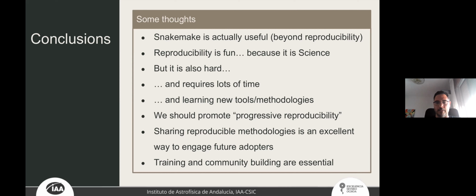So I think that's an important message for people that want to start doing their science more open and more reproducible. And also sharing these reproducible methodologies, I think, is an excellent way to engage future adopters, because when you see something that is done and works, you may get ideas. So, okay, I want to use this, or I want to use that option, or I want to use that methodology. So I think that's also something that can only help other people. And just the final thought is that training and community building, I think, are essential for open science or for reproducibility. And that's all I wanted to present.